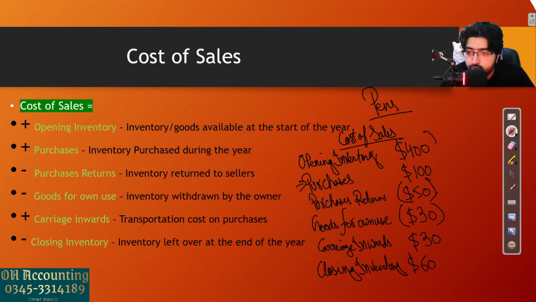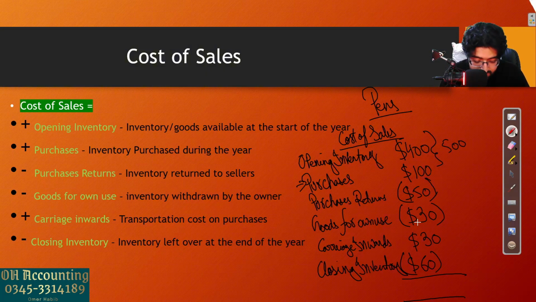This is the inventory in total that I had, which was worth 500. Then I returned some goods back. I also took home some goods which I cannot include in cost of sales. Then I had to pay delivery charges on the purchases, so I have to include that in cost. And then closing inventory is left unsold, so I cannot include that in cost of sales. Simple. Doing the working of this, I will get the total cost of sales of the year.